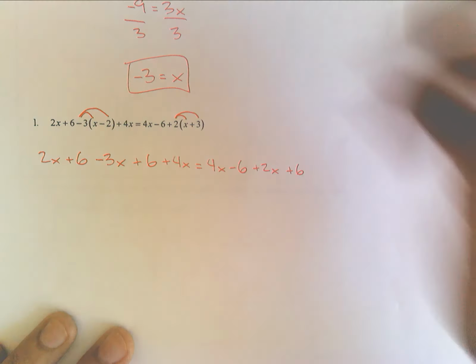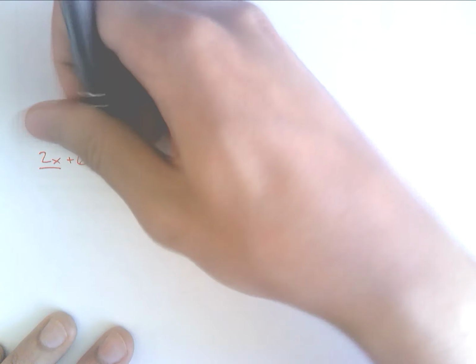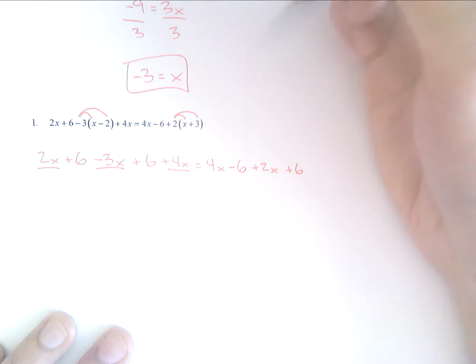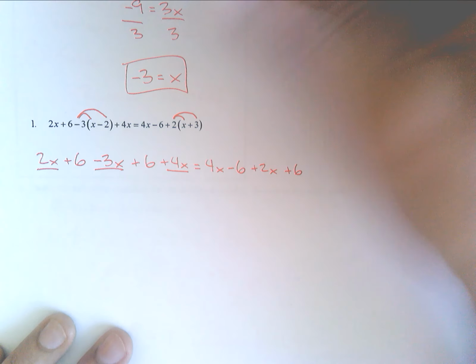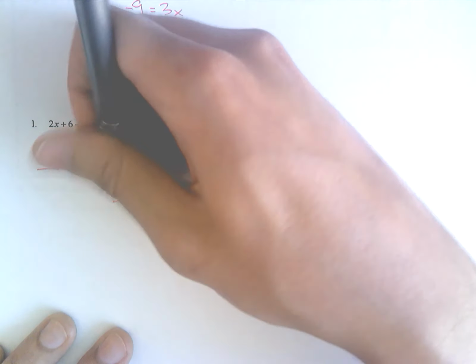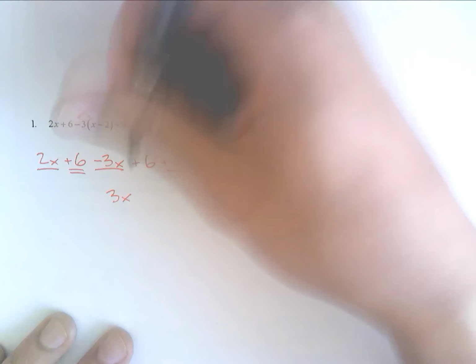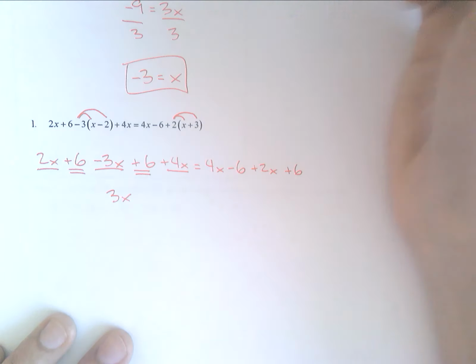Now we're going to combine like terms. So 2x, negative 3x, and 4x. So 2 minus 3 plus 4. It might be helpful to use your calculator. I get 3x. And then we've got a plus 6 and a plus 6, so that would be 12.